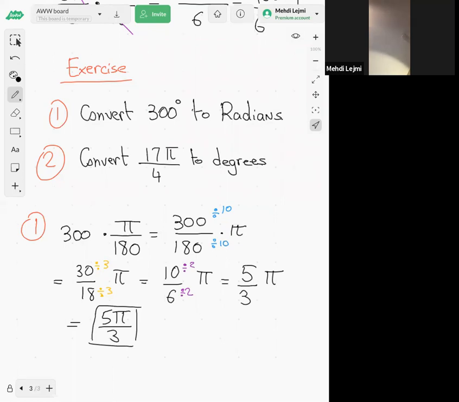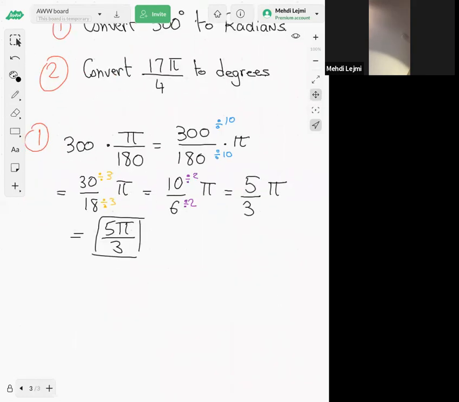Yeah, so that's 300 degrees. It's 5 pi over 3. Now for number 2, going from radians to degrees. So for number 2, we said that's 17 pi over 4.